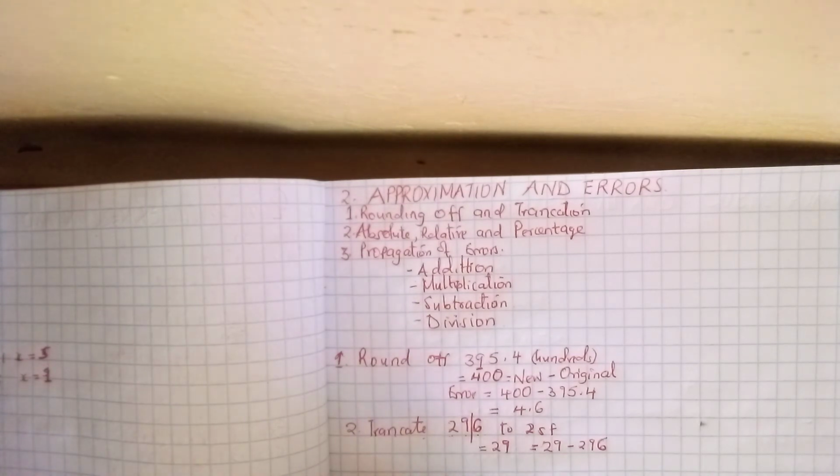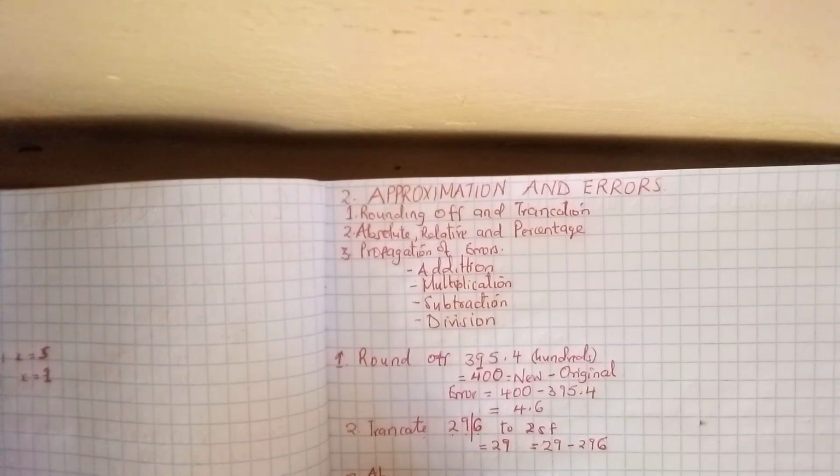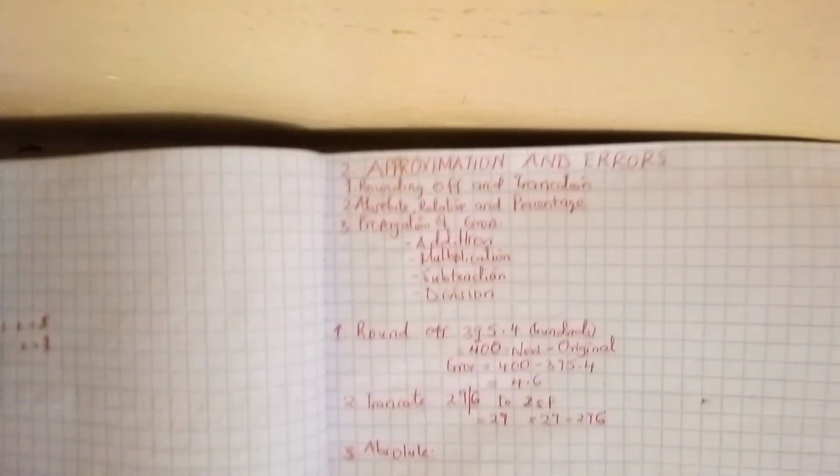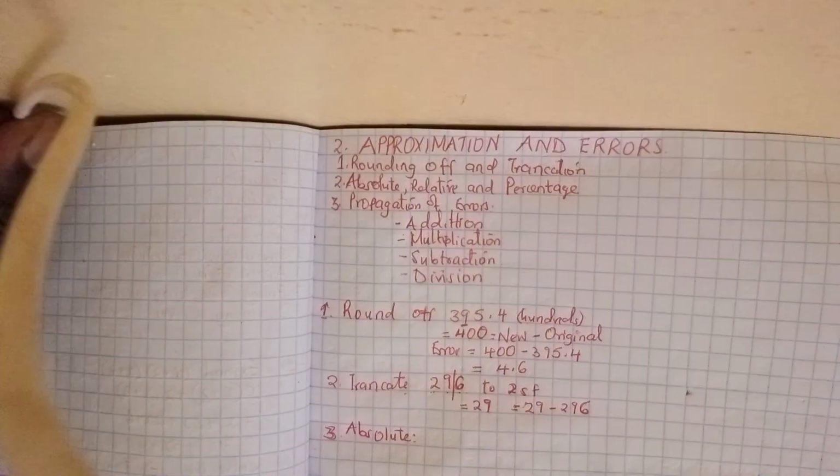That is truncation. Number 3 is for us to understand what is an absolute error. So 3, we will look at the absolute error. So number 3 is to look at the absolute error.